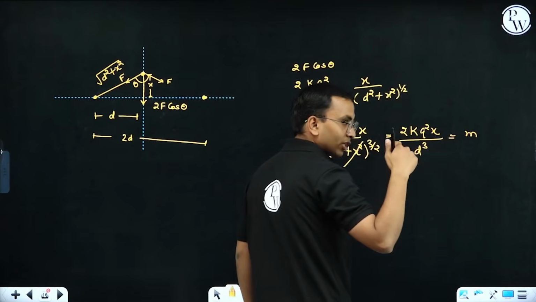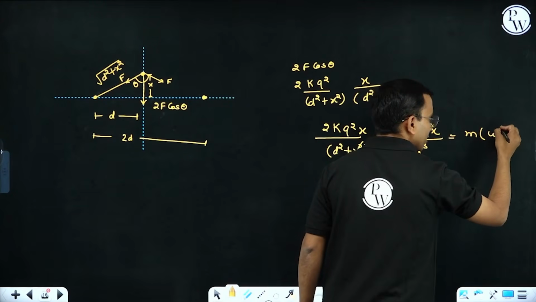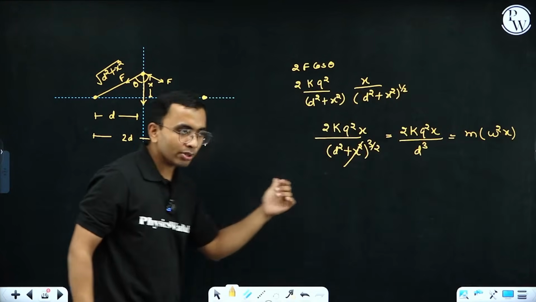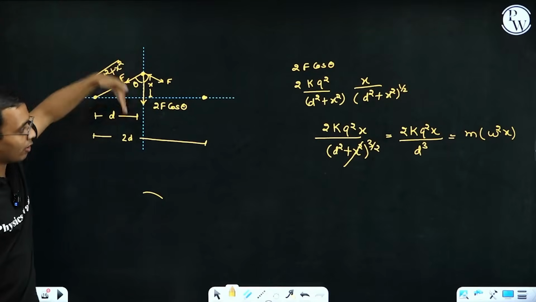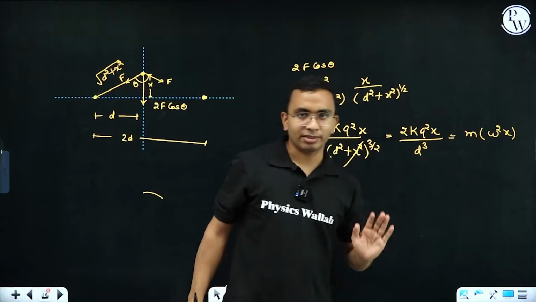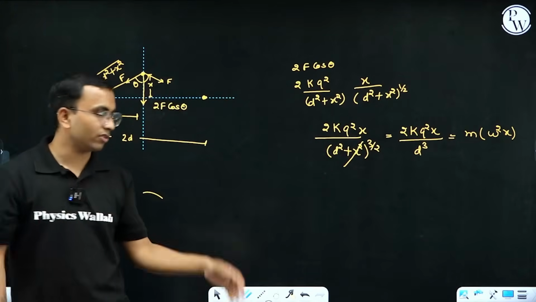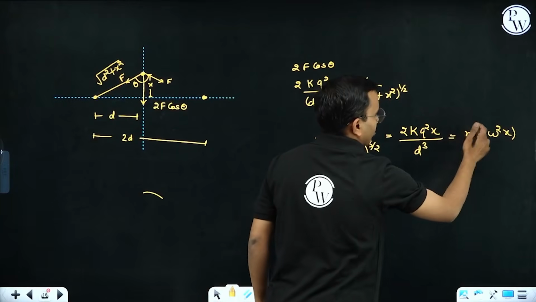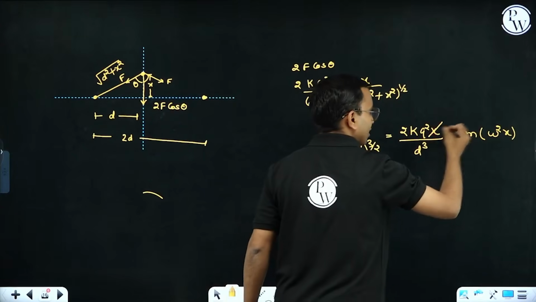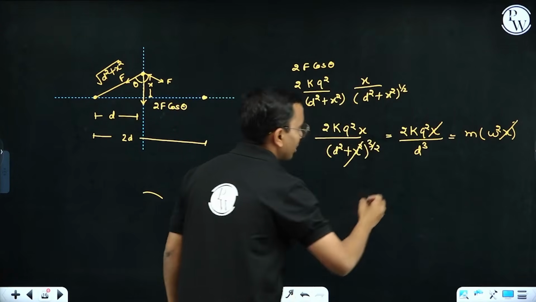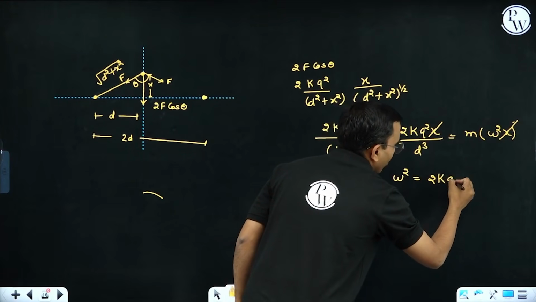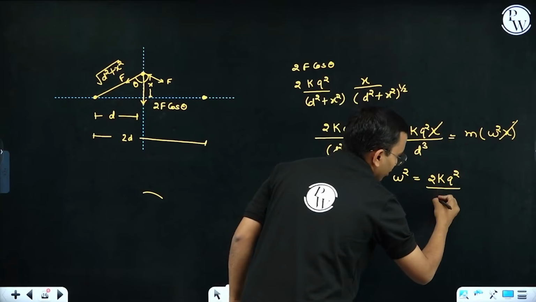Now this is my force and I'll write this as mass into acceleration. For simple harmonic motion I'll write acceleration as omega square x. There would be a minus sign here, and this is also negative. Why so? Displacement is in the upward direction, force is in the downward direction. So the negative signs cancel, and I'm just writing the magnitude of the restoring force. Now from here this x gets cancelled and I can write omega square as 2k q square by m into d cube.